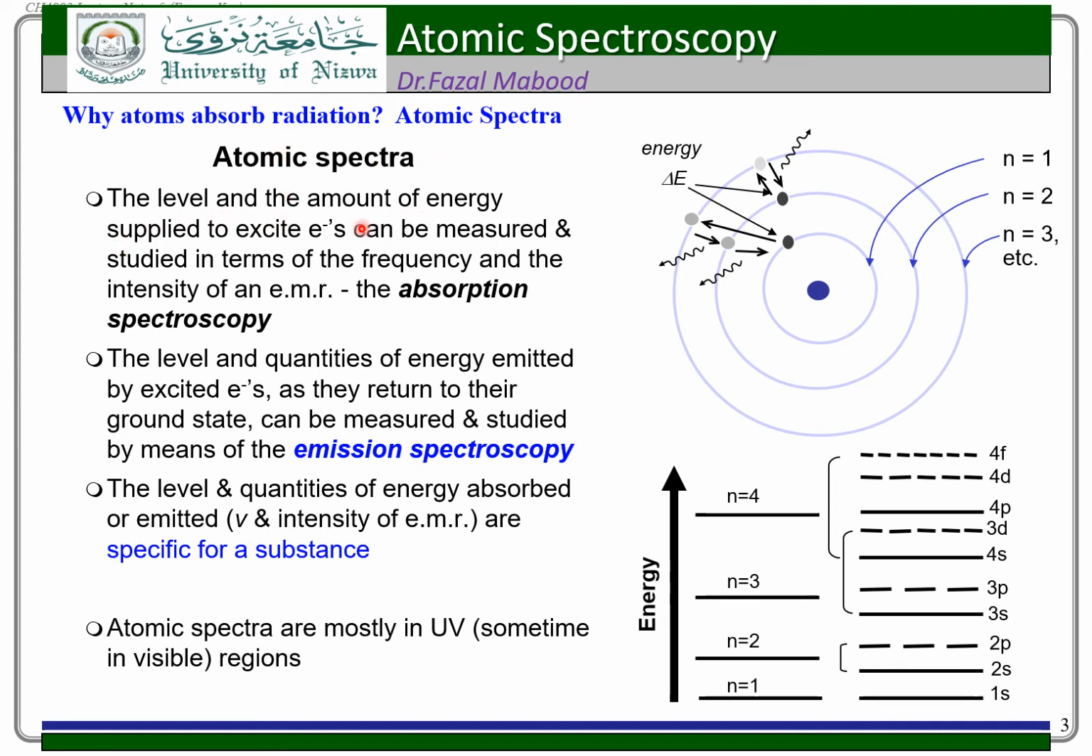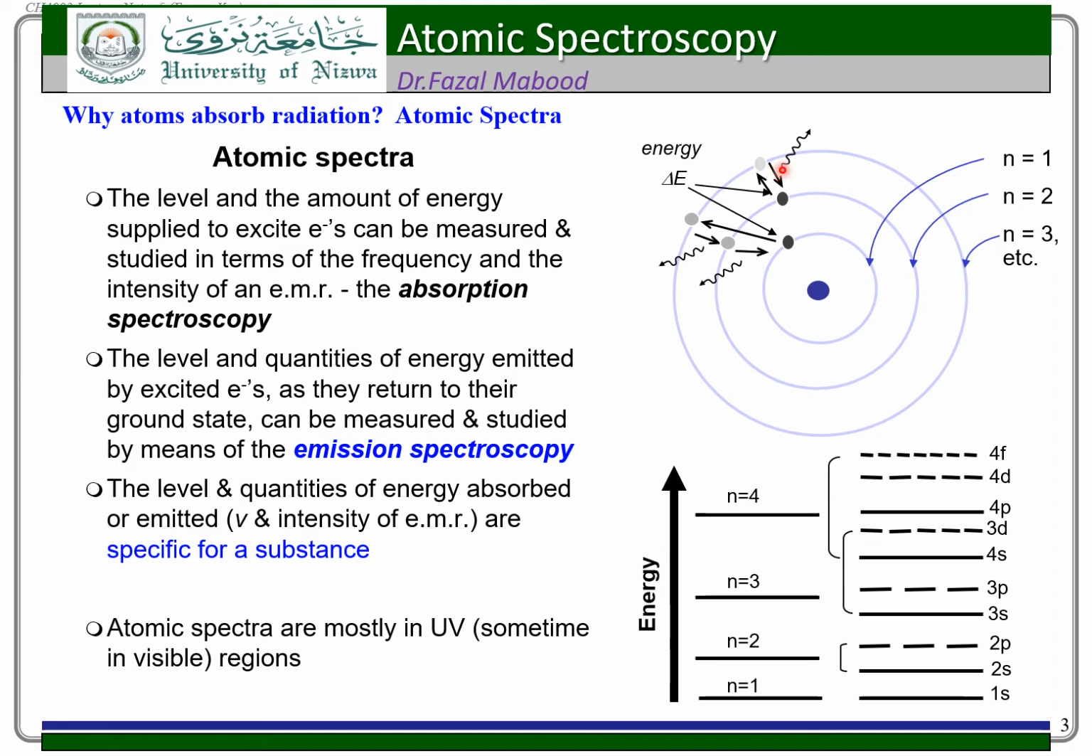The level and the amount of energy supplied to excite an electron can be measured and studied in terms of frequency and intensity of electromagnetic radiation. That we know, excitation is absorption, that is a kind of absorption spectroscopy. So when an electron absorbs energy and it jumps from here to here, or this electron jumps from here to here, that is excitation, and this is the amount of energy absorbed.